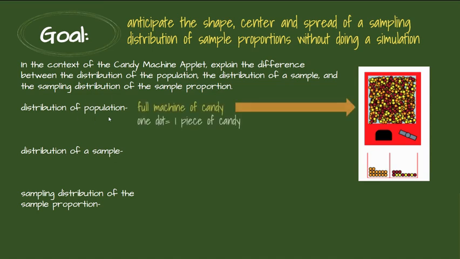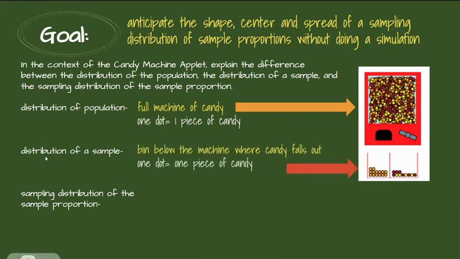So that is the full machine of the candy. So all of the pieces of candy in there. One dot, which is just one piece of candy. So that's the entire population. So remember, sometimes it is not realistic to find the actual population parameters. So we would need to do a sample.